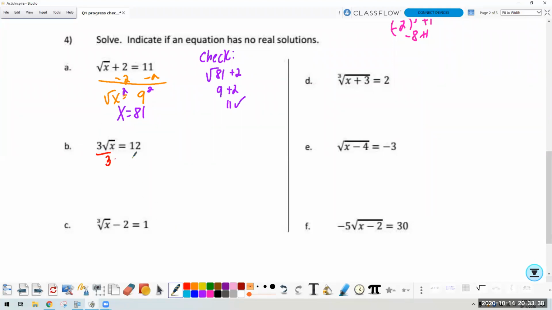For B, I'm going to divide by 3. Square both sides, I get x is 16. Again, it's a square root, so I have to check. And that's 12, that works.